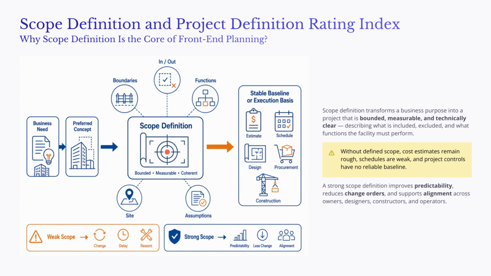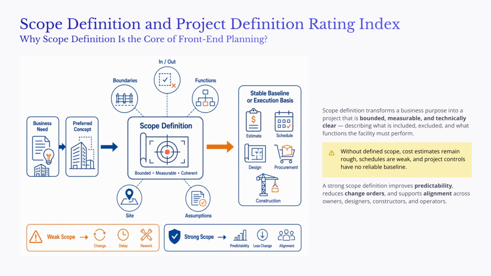Scope definition is more than a simple list of features or wishes. It defines what is included, what is excluded, where the project begins and ends, what functions the facility must perform, and what assumptions the team is using as the basis for planning. This matters because without a defined scope, the project has no reliable baseline. Cost estimates remain rough, schedules are weak. Procurement planning may start too early, and project controls have nothing solid to measure against.